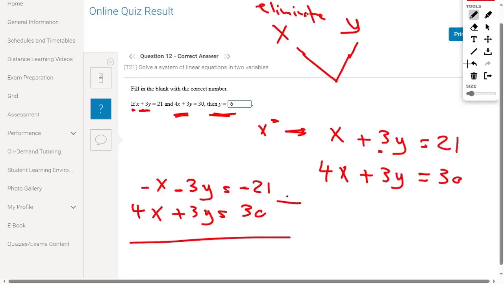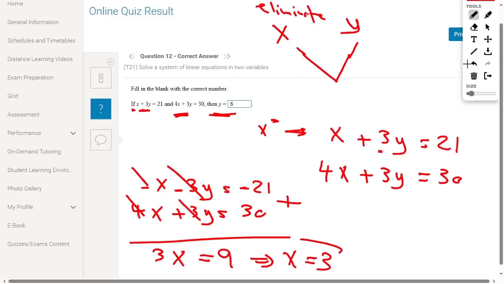So let's do the addition. Minus x plus 4x, I have 3x; minus 3y plus 3y, 0. And here, minus 21 plus 30 equal to 9. So from here, I will get that x equal to 3. Now I get x, let's substitute in any of these equations. So let's take the first one.